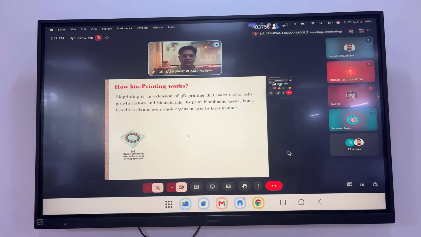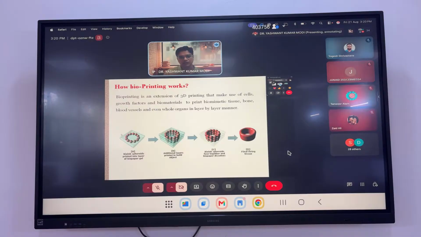So how does it work? It works exactly as additive manufacturing works, but here the raw material is different. The raw material is basically human cells. So this is the process chain of bioprinting.